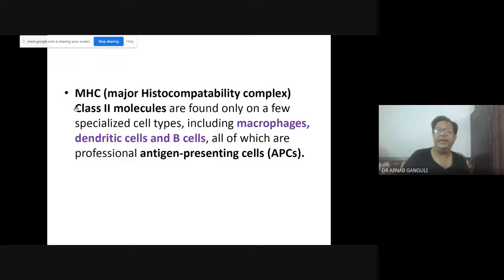MHC, major histocompatibility complex class 2 molecules, are found only on a few specialized cell types: macrophages, dendritic cells, and B cells, all of which are professional antigen presenting cells. Who are the antigen presenting cells? Macrophages, dendritic cells, and B cells. Only these cells express class 2. Class 1 is expressed on almost all cells, except erythrocytes.